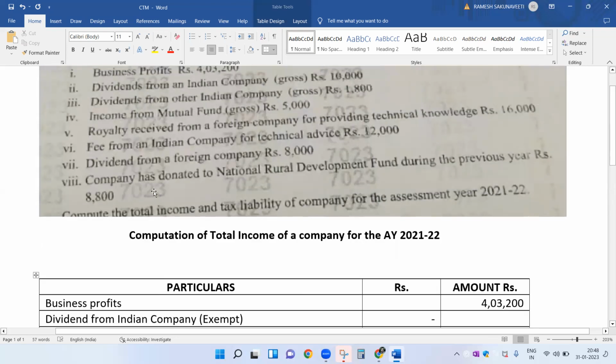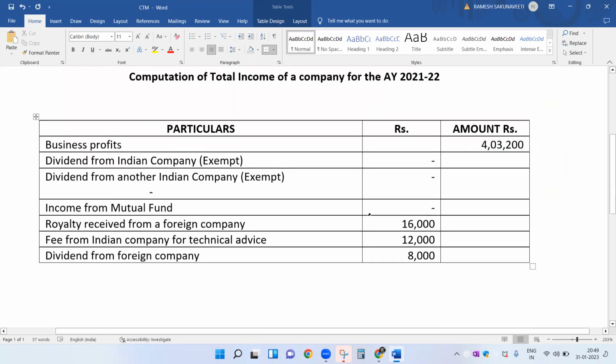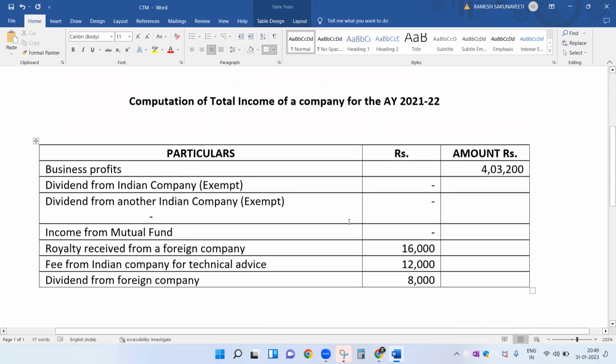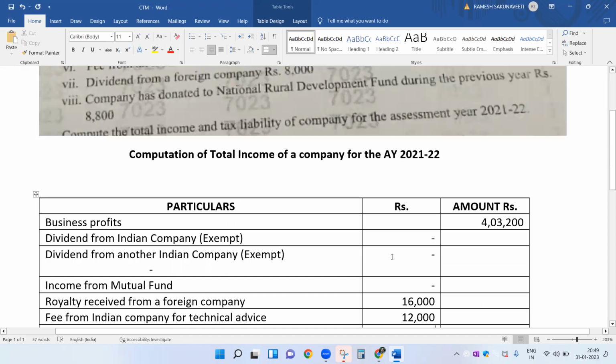That's all. This company has donated to NRDF, means National Rural Development Fund. See, in the previous class I mentioned about Prime Minister Relief Fund. Whatever amount that you donate to Prime Minister Relief Fund, that is 100% tax exempt. Similarly, here also, if you donate any amount to NRDF also, that is also 100% tax exempt. You should not show it here. That is not income to you. That is an expenditure which you can claim as deduction from the gross total income. So these are the items that are mentioned in the problem.